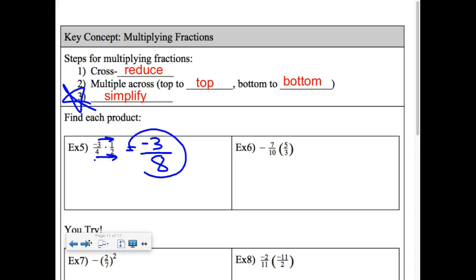I am done. Now, a reminder, in the last lesson, we talked about adding and subtracting fractions. Adding and subtracting fractions need to have the same bottom. When you're multiplying, you do not. So that's why multiplying fractions is one of my favorite things.